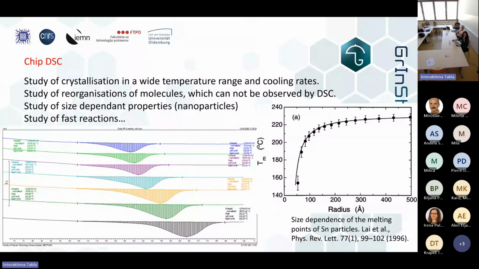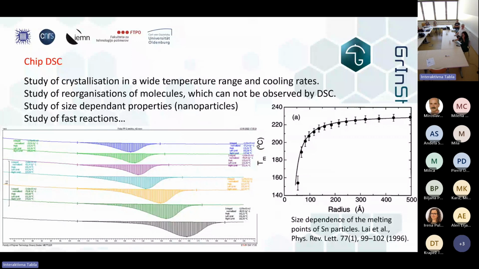About chip DSC, we can use it to study crystallization in a wide temperature range and cooling rates. So here we are not limited to isothermal measurement in a small temperature range. We can cool it by 4,000 degrees per second to, let's say, 150 degrees, and we can also cool it to, let's say, 80 degrees. So we have a few decades of temperature we can measure.